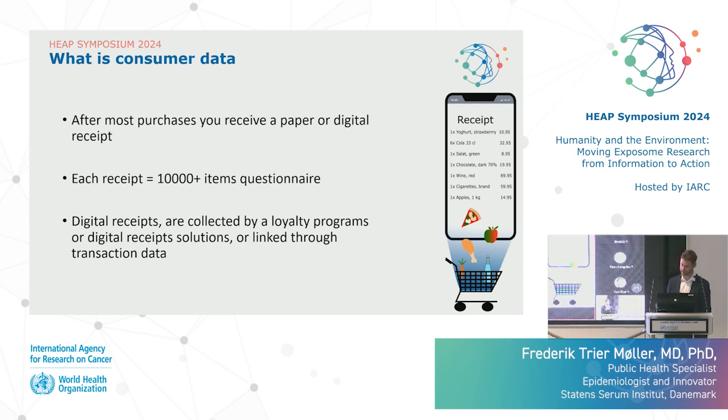So what is consumer data? We all know what we do when we enter a shop. We get a receipt. It can be a paper receipt or digital receipt. And we have all the products on the shelves from that supermarket or shop that we enter to choose between. And that means that each receipt actually often resembles a 10,000 plus item questionnaire, as you have all these products to choose between. These receipts are collected by loyalty program, digital receipt solutions, and can be linked through transaction data.